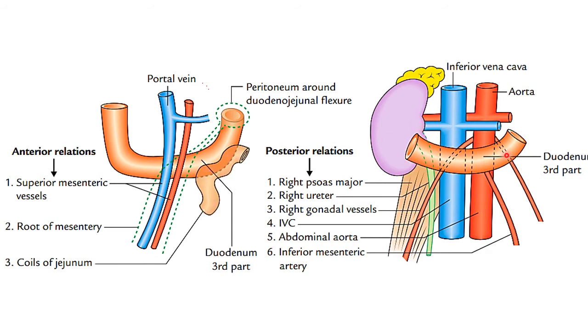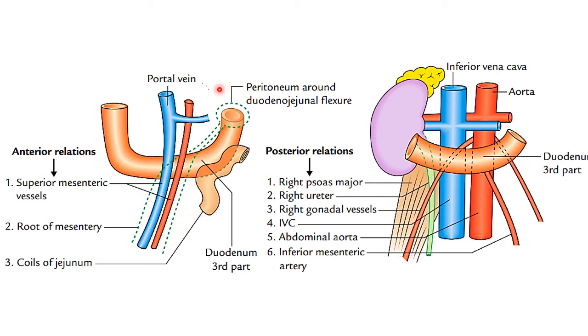The posterior relations of the third part of the duodenum are the right psoas major muscle, the right ureter, the right gonadal vessels, the inferior vena cava, the abdominal aorta, and the inferior mesenteric artery. The inferior relations of the third part of the duodenum are the coils of the jejunum. These are the coils of the jejunum.